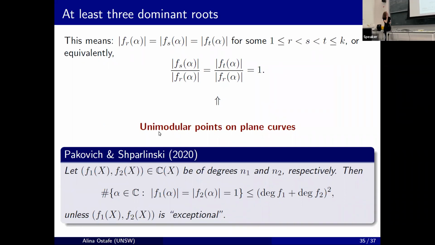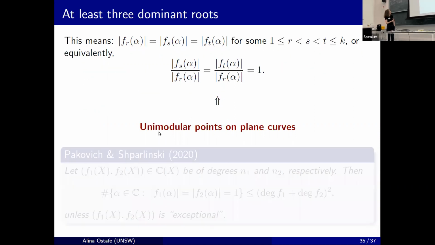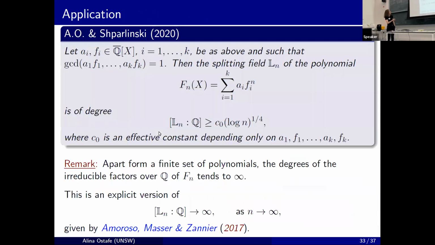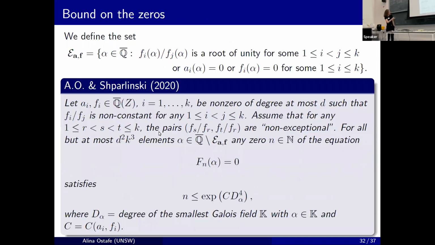So let me finish by mentioning 2 problems. So first one, sorry, the bound here on the 0 depends on alpha. But here alpha, I run over all algebraic numbers. What if we reduce the domain? Can we get a bound that is uniform?